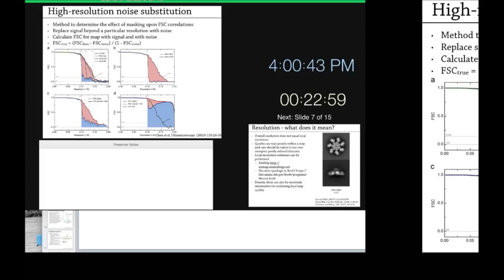It will give you a better estimation of what your resolution actually is, but it doesn't make sense if your reconstruction is lower than about 10 or 12 angstroms, because the effect of this mask becomes massive compared to the effect of what you're able to compare with the phase residuals.